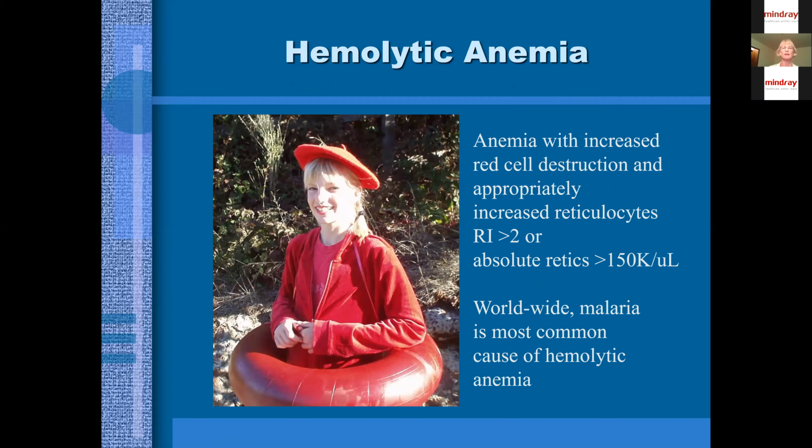So now I'm going to talk about hemolytic anemia in general. We've established the fact that the patient has an ongoing anemia, somewhat subacute, somewhat chronic, and they have an increased reticulocyte index or an absolute reticulocyte count of more than 150,000. So they have increased red cell destruction with appropriately increased reticulocytes. Worldwide, the most common cause of hemolytic anemia is malaria. And here is my niece dressed as a malaria parasite in her red cell for Halloween.